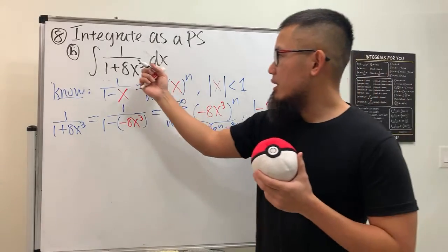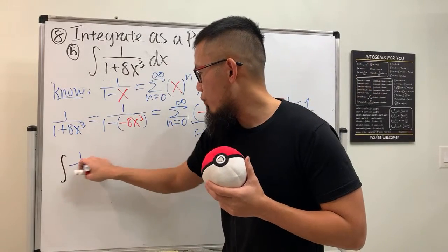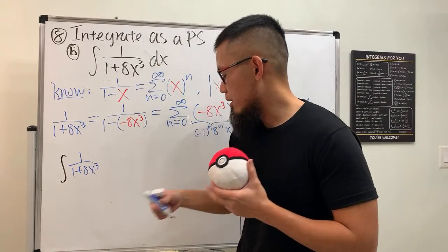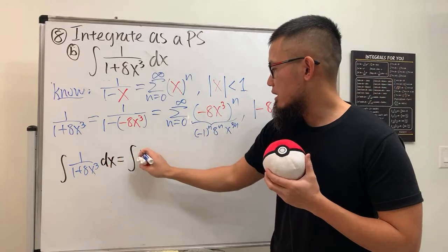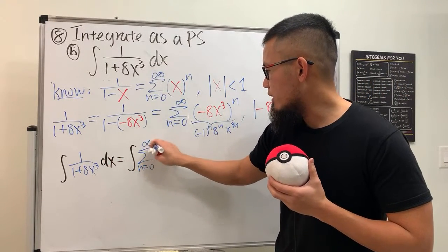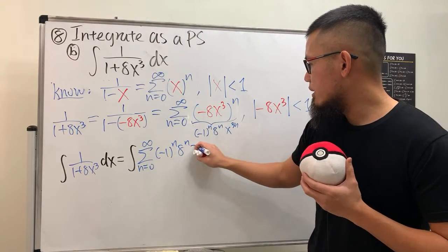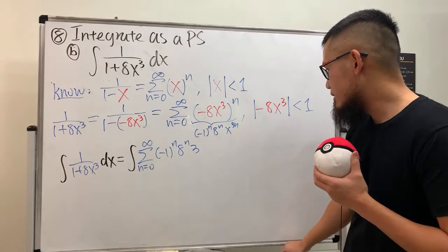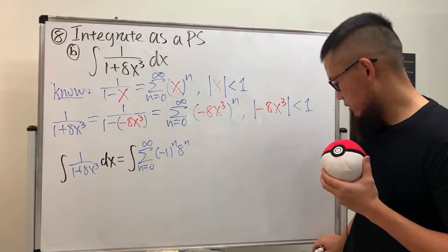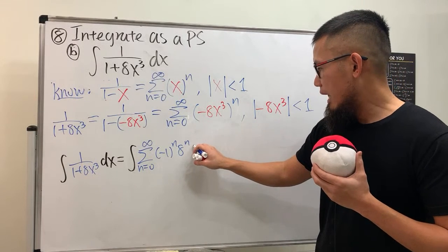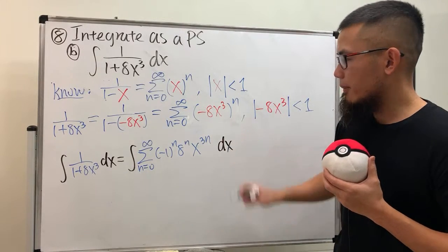But anyway, if I want to integrate that, which is 1 over 1 plus 8x to the third power dx, we just have to integrate this series, n goes from 0 to infinity, and again, everything is negative 1 to the n, 8 to the n, and then x to the 3n. Let me just erase this because I want to have more space to work with. And then again, don't forget your dx. So that's what we have.